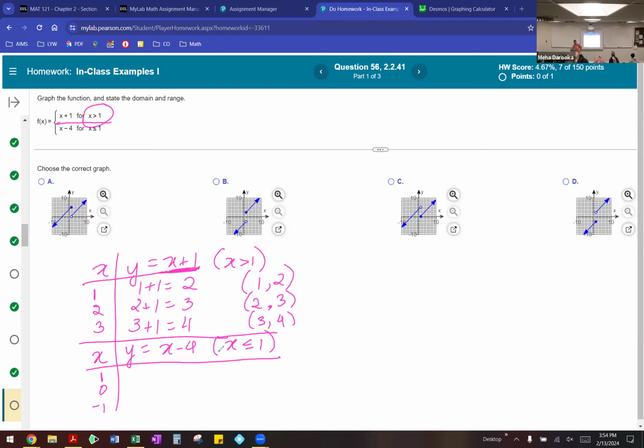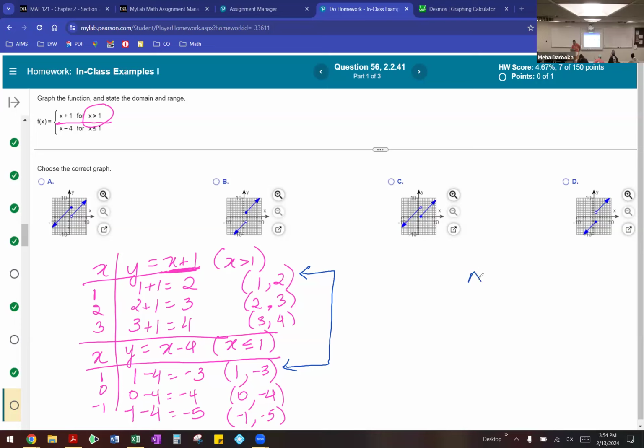The second half is x minus 4 as our function. So that is 1 minus 4, which is negative 3. So that's an ordered pair of (1, -3). My next x value was 0. So 0 minus 4 is negative 4. That becomes (0, -4). And then the last one was negative 1 minus 4, which is what? Negative 5. So that becomes (-1, -5). So you will notice both have the same x values at 1, but our y values did not come out to be the same. So we know there's a disconnect between the two graphs.